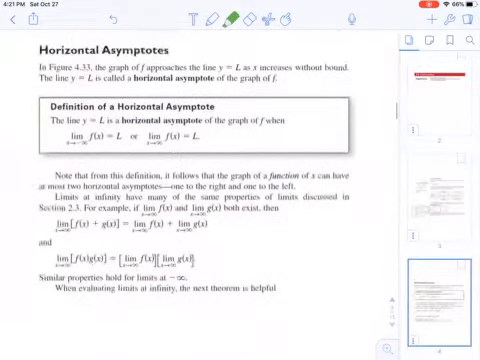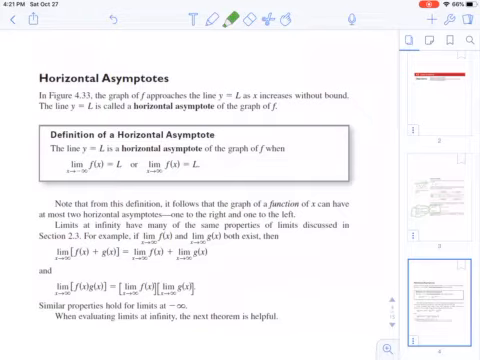All right. So here we go. This is our definition of horizontal asymptotes. Okay. So the line y equals L, remember a horizontal line would be y equals, is a horizontal asymptote when the limit as x goes to negative infinity of the function equals L, or the limit as x goes to infinity of the function equals L. Okay, so we can determine from this then that the graph of the function can have at most 2 horizontal asymptotes, one to the left and one to the right.